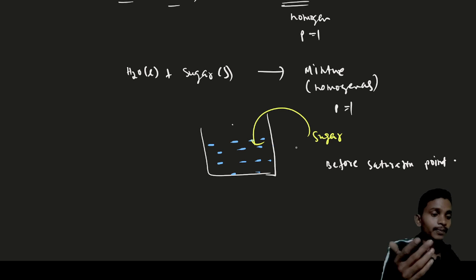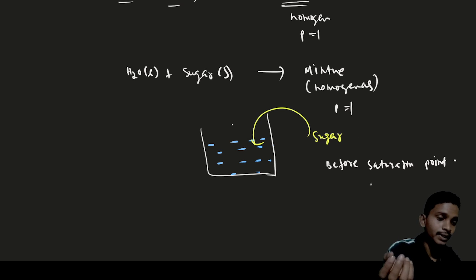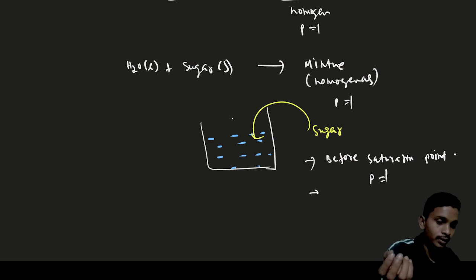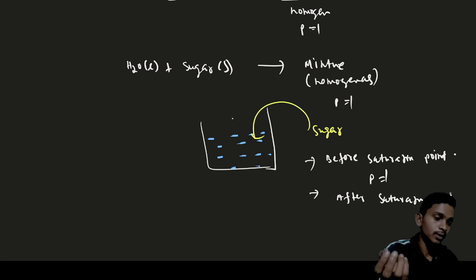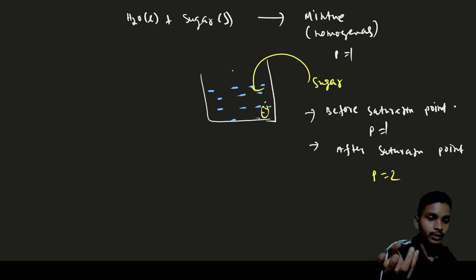Okay, so before the saturation point the sugar can dissolve, and in that case pH equals 1. But after the saturation point, the sugar is not able to dissolve, so the sugar will stay like this in the water, and we can see two things, so in that case pH is 2.